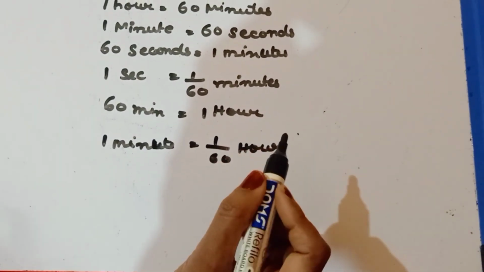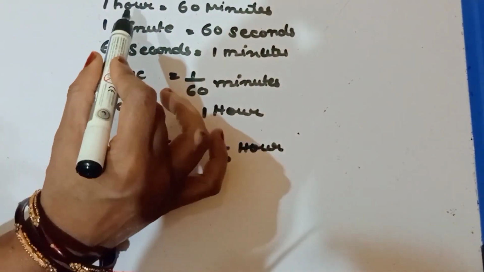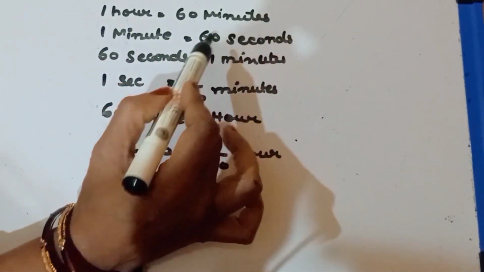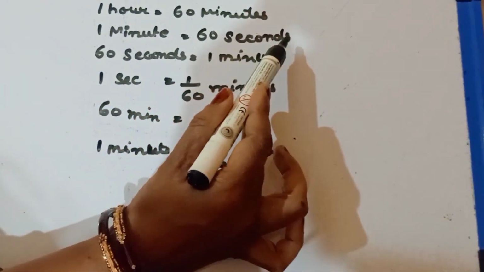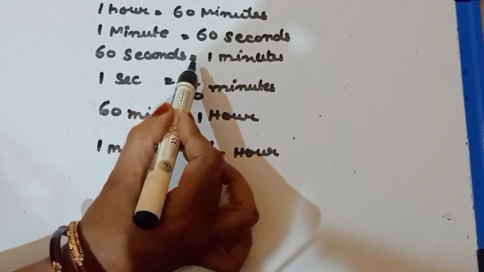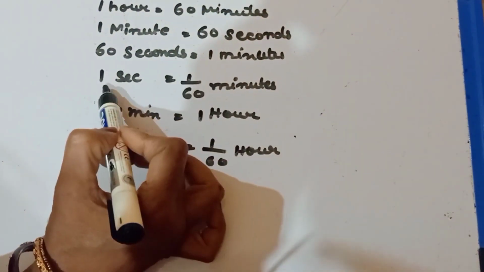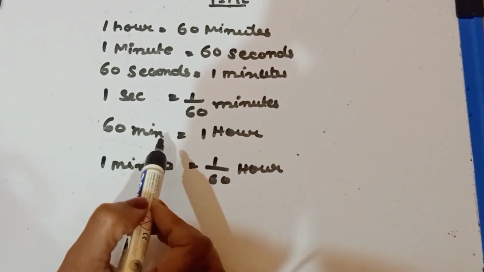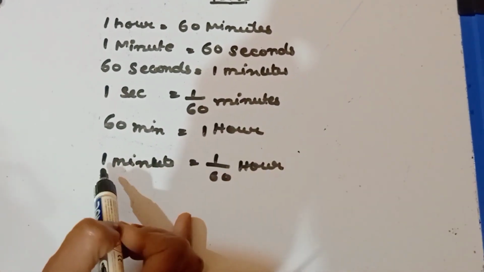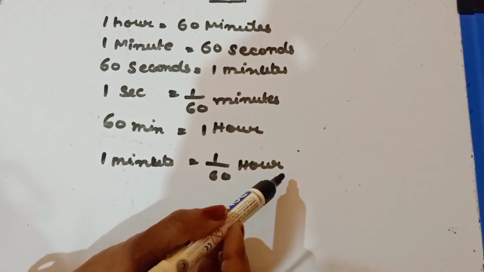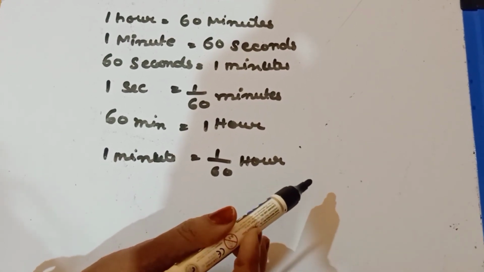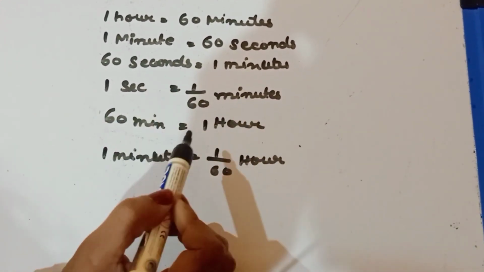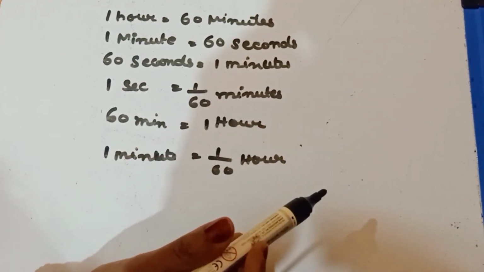So look carefully. Number 1, 1 hour is equal to 60 minutes, 1 minute is equal to 60 seconds, 60 seconds is equal to 1 minute, and 1 second is equal to 1/60 minutes. 60 minutes is equal to 1 hour, and 1 minute is equal to 1/60 hour. So, it is very important for this chapter, so you will write in your maths notebook.